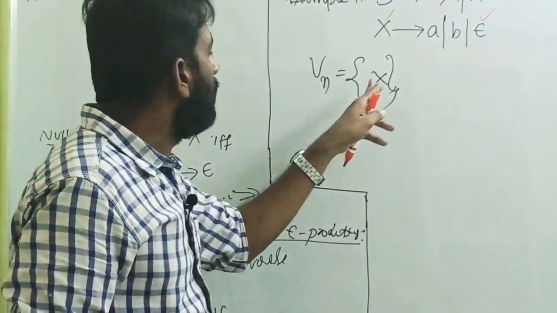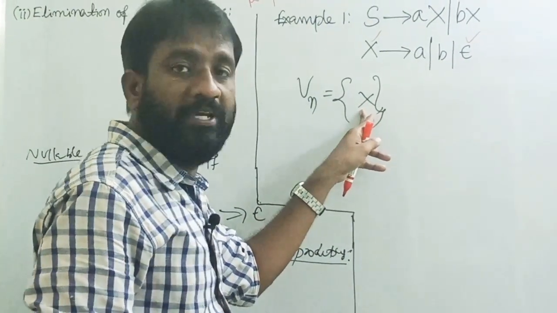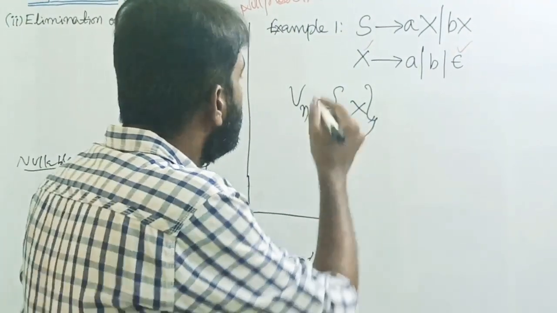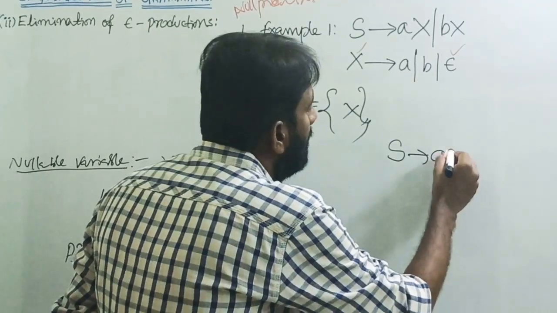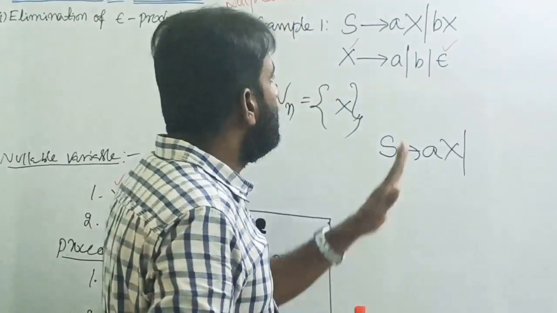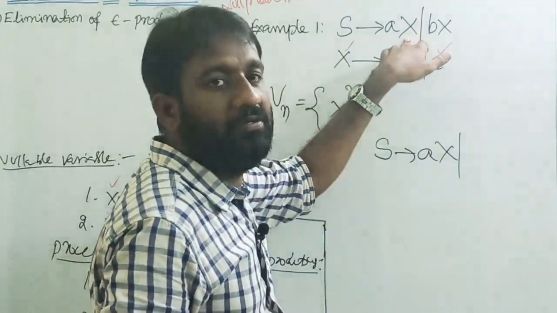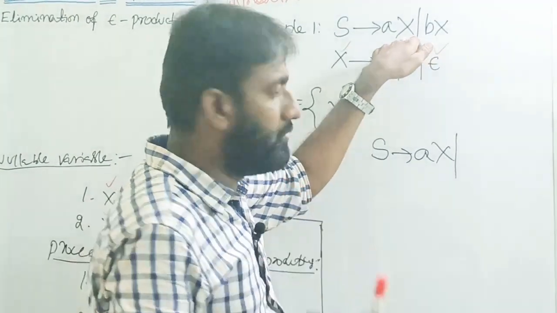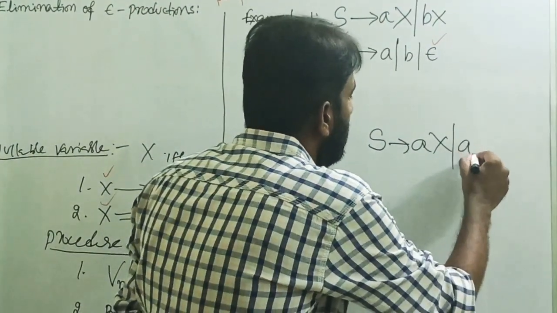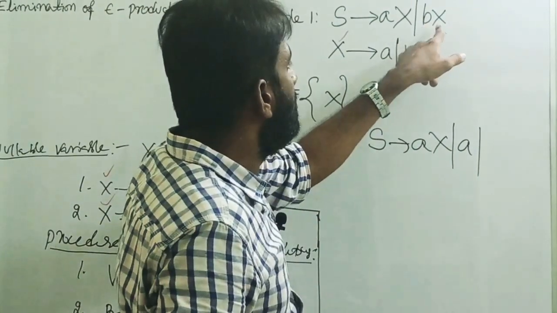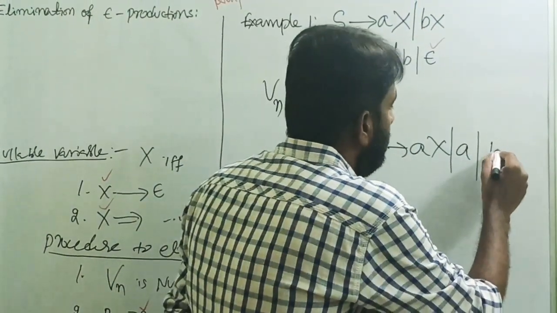Now, what is the null variable? X only. So we write S tends to aX, or, if I replace X with epsilon, then what is the result? Only a. So X with epsilon gives a. Then what is the next production? bX. So bX.